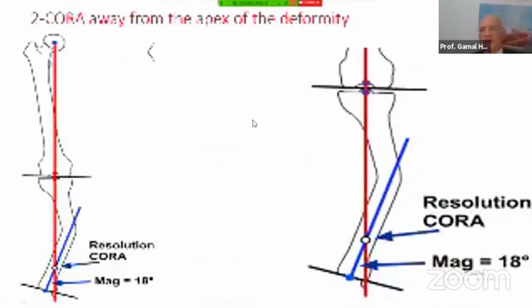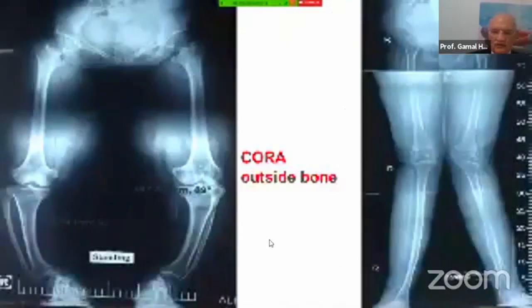But what about if you have this problem? CORA away from the apex of the deformity, like this patient. This is the apparent CORA, and this is the real CORA. Or you have the CORA outside the bone. Look here, in achondroplasia, if you draw the axis of the proximal segment and the axis of the distal segment, they meet outside the bone. Here also, they meet outside the bone.